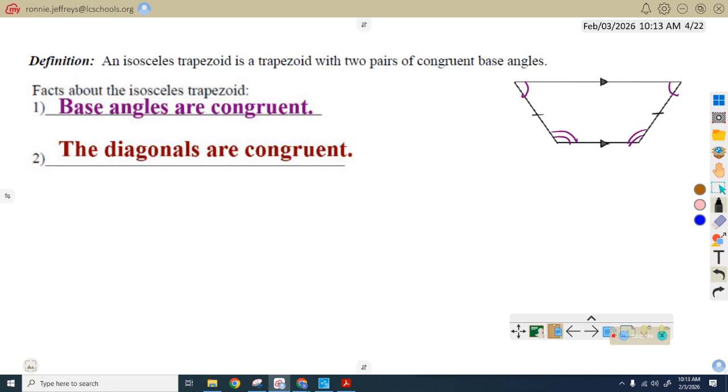All right. So kind of like, you know, we had isosceles triangle, isosceles trapezoid. And, you know, this is a leg. This is a leg.